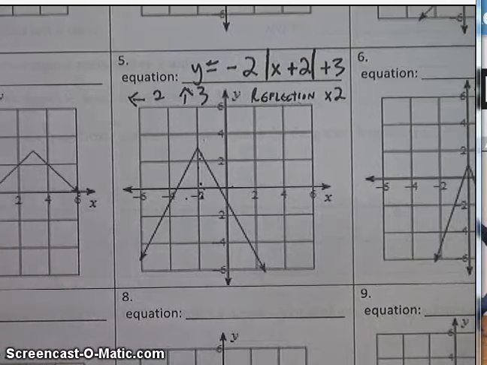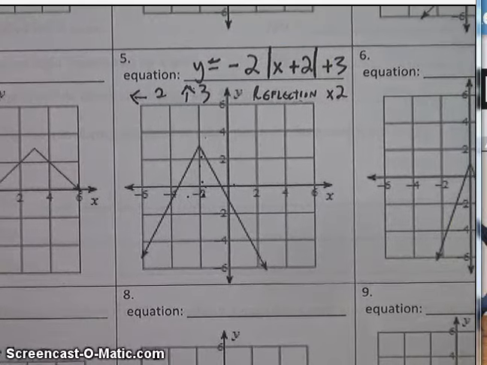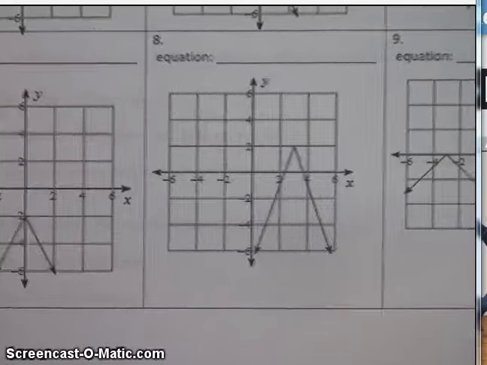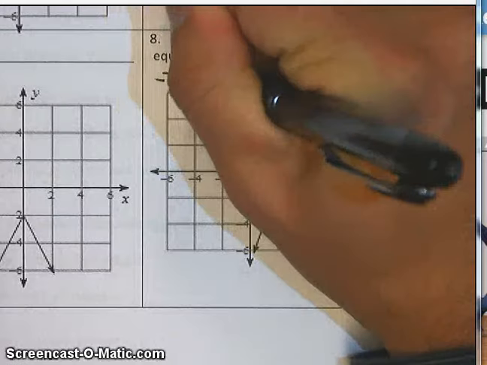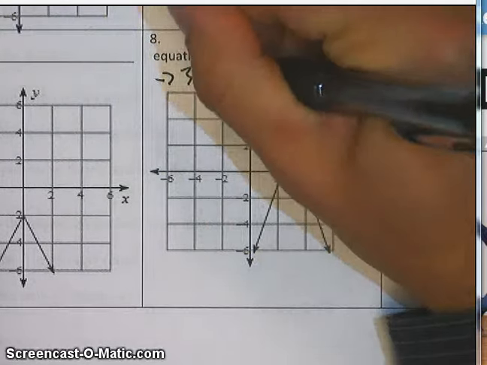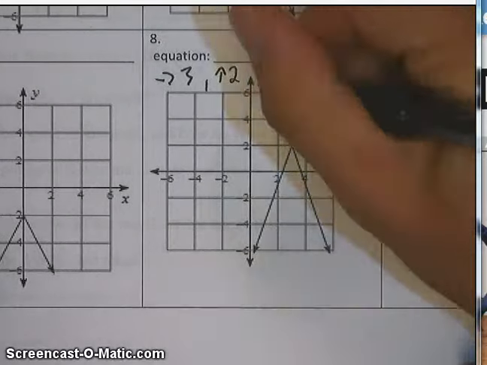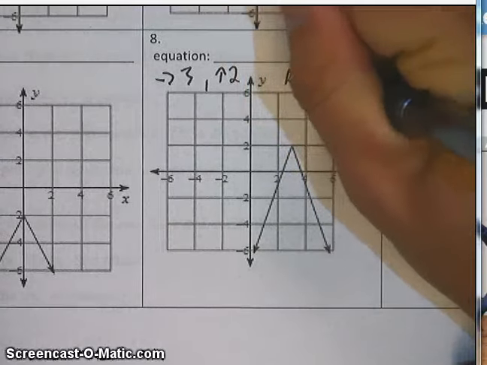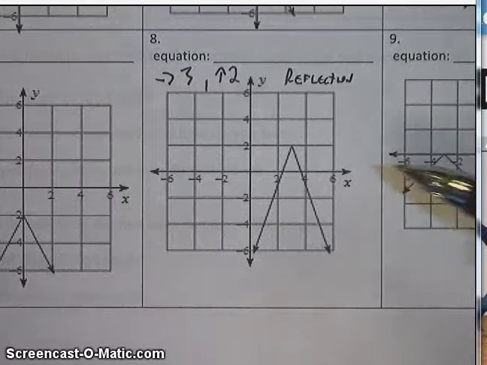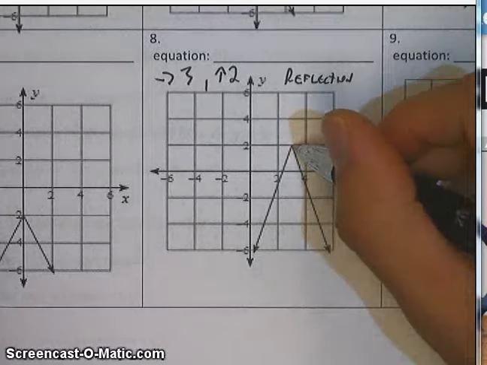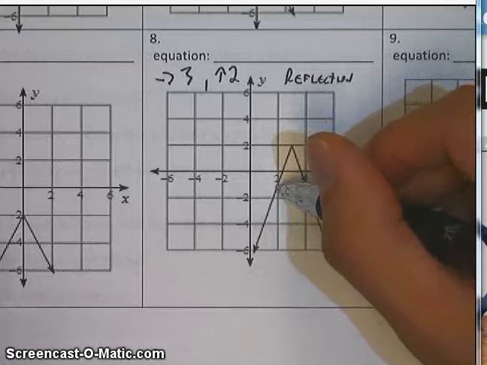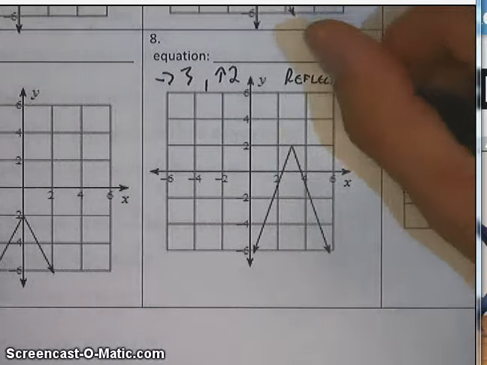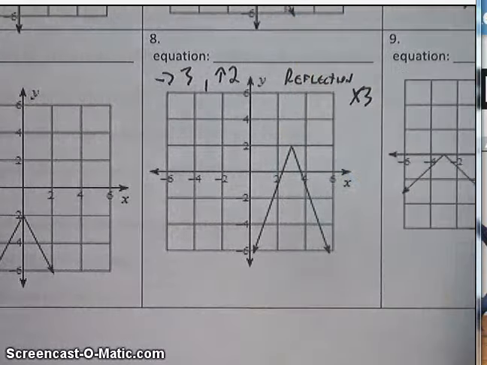That was kind of quick, but let's do another one. I want to make sure we talk about a few of these. I'm looking at number 8, and it's the same process. It's been shifted right 3, up 2, and then it's a reflection. I'm going to look at the slope now. This thing's at 2, and it looks like it goes down 1, 2, 3 over 1. So I think this thing is a vertical stretch by a factor of 3.